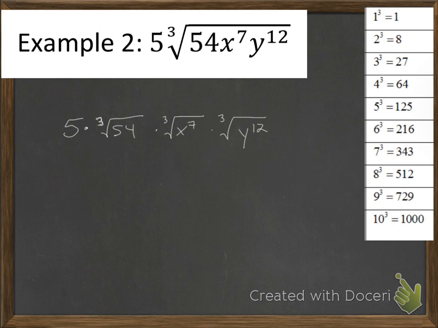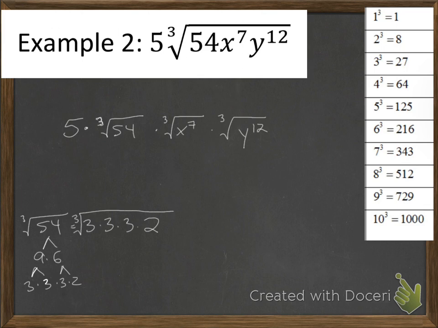So you can do this one of two ways. You can do a prime factorization method, right? So we could do 54 is 9 times 6, 9 is 3 times 3, 6 is 3 times 2. So the prime factorization of 54 is 3 times 3 times 3 times 2. So if I want to take the cubed root of this, then remember what I'm looking for is sets of 3. So I have one set of 3 threes, and remember when I take the cubed root, only one of that set escapes. So I have 3 times the cubed root of 2.